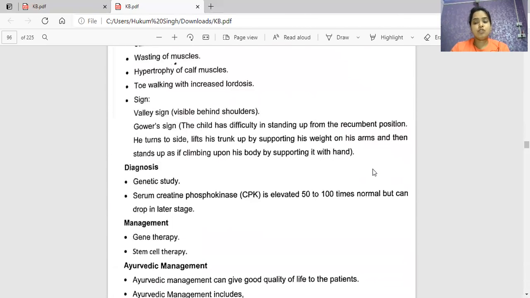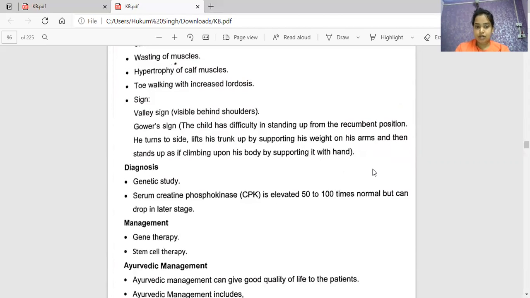So how is the diagnosis made? The diagnosis is genetic study first of all, and serum creatine phosphokinase, CPK. CPK is very important. The CPK test is more important in DMD. Serum creatine phosphokinase is elevated 50 to 100 times normal, but can drop in the late stage.